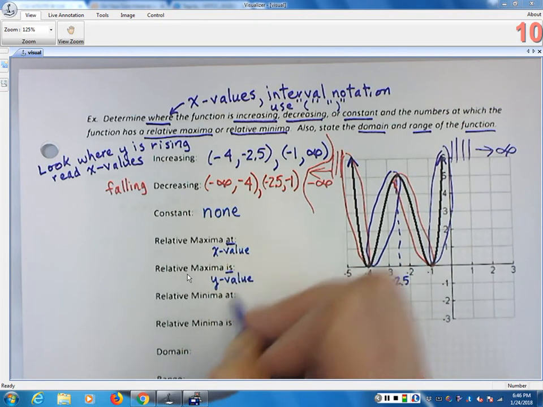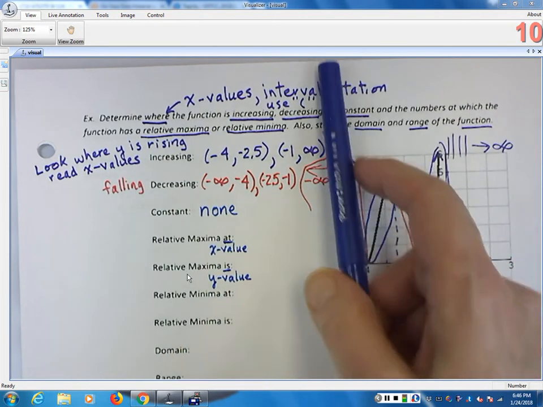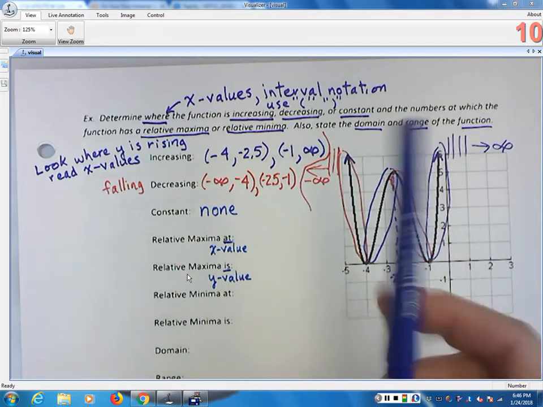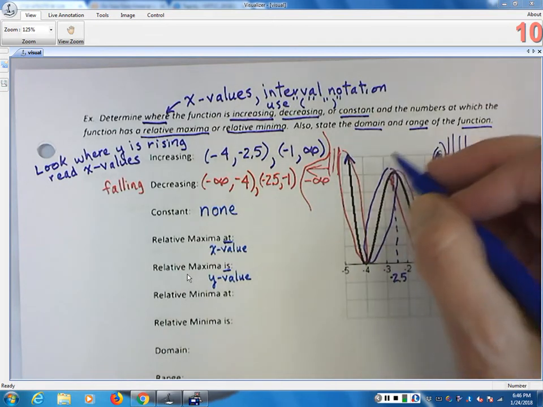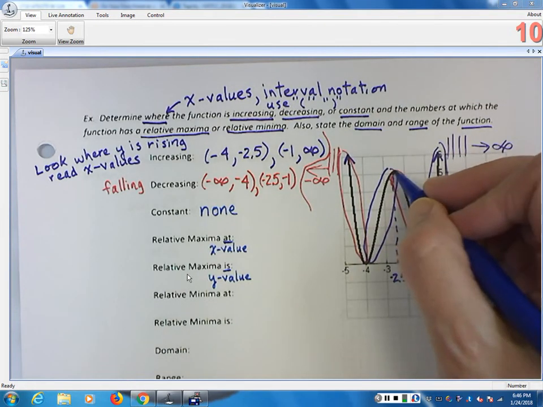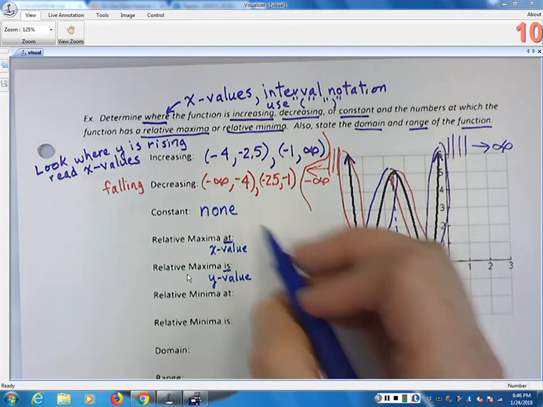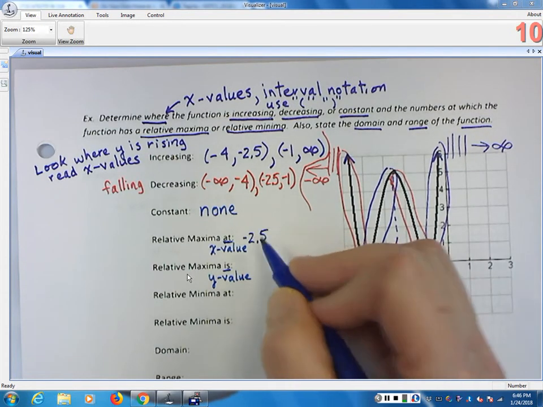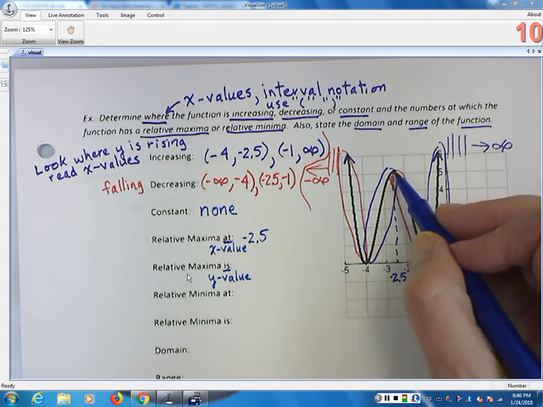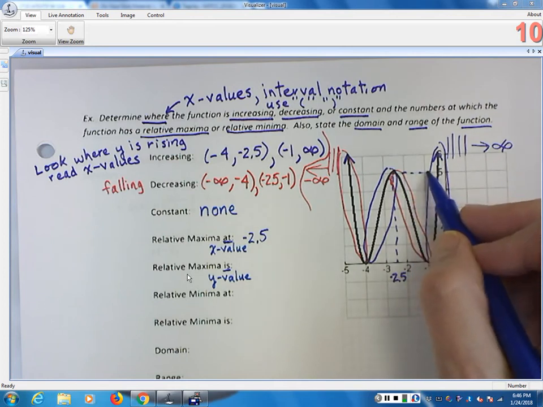So the relative maxima is not the positive infinity up here. It's right here. The x value is -2.5. The y value, the actual maxima, you read it back here, is at 5.